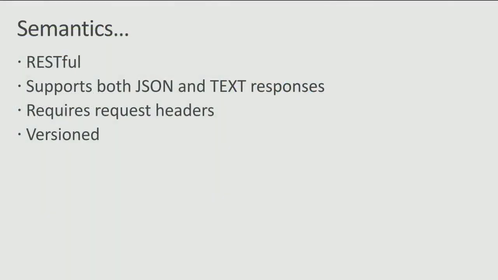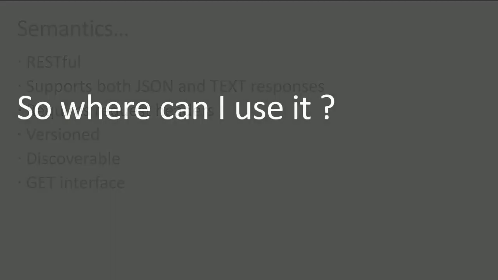It is versioned, and every version is immutable. In the sense that when you hit that version in any data center on Azure, you are guaranteed to get the same data set back. It is discoverable in nature, and it only responds on a GET interface. So if you use POST, you will not get any data back.